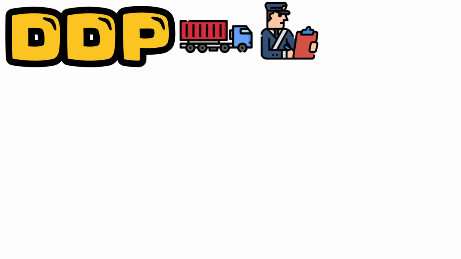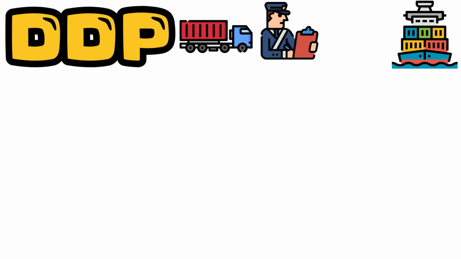5. DDP, delivered duty paid. DDP is the term where the seller assumes the most responsibility. In a DDP transaction, the seller is responsible for delivering the goods to the buyer's premises, covering all costs, including import duties and taxes. The buyer only needs to worry about unloading.